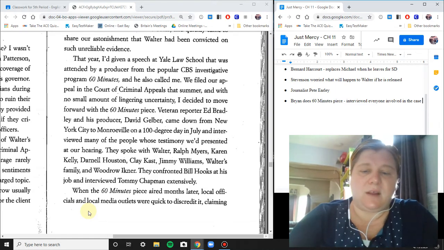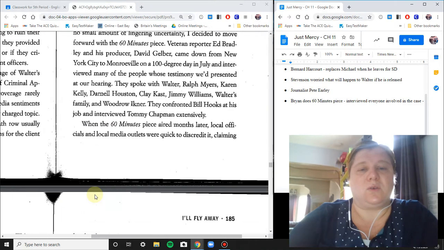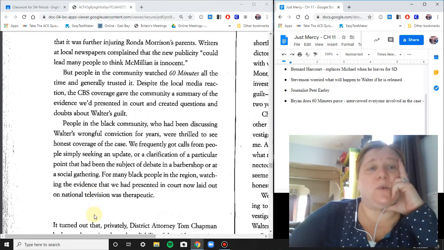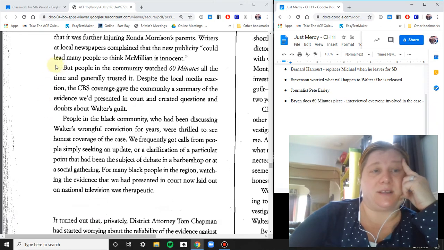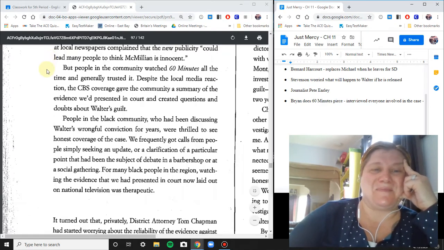When the 60 Minutes piece aired months later, local law officials and local media outlets were quick to discredit it, claiming that it was further injuring Rhonda Morrison's parents. Writers at local newspapers complained that the new publicity could lead many people to think McMillan is innocent.